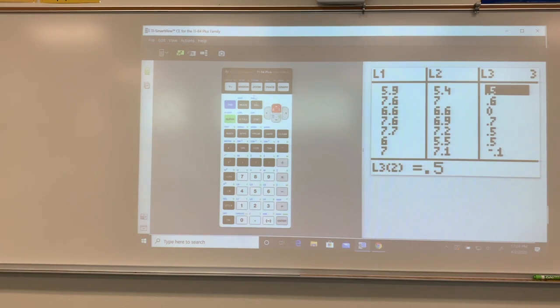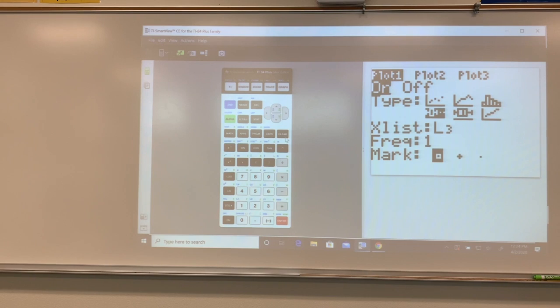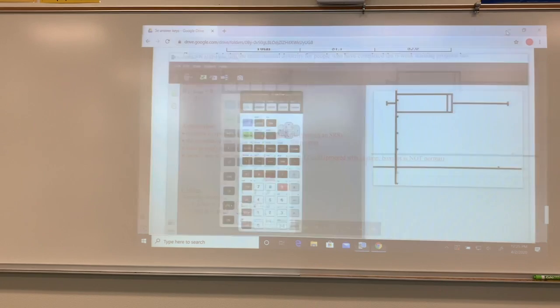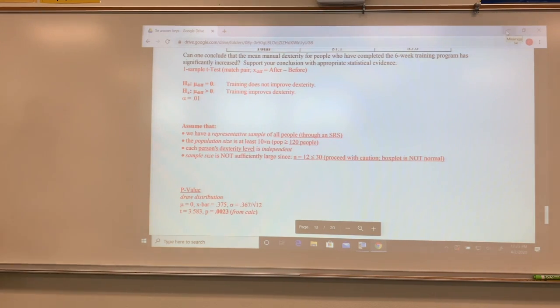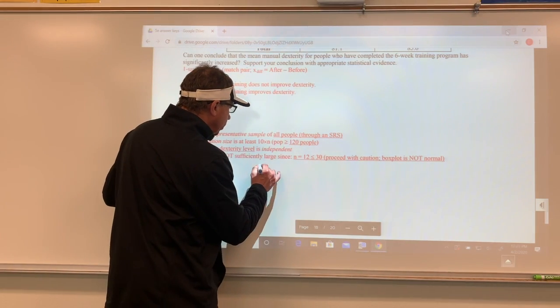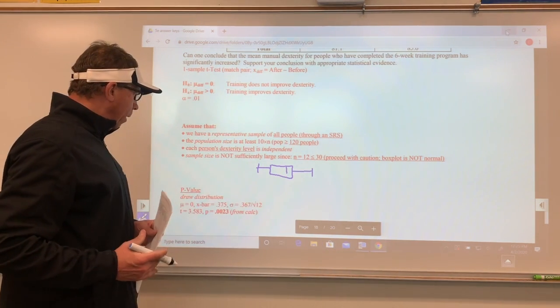So what I did is I went second y equals, and I made a box plot of L3, because that's what I'm interested in. I clicked zoom 9, and then you notice that the box plot isn't perfectly symmetric. This is the 0 line right here. So it's a little bit skewed to the right, but it's not terrible. But in general, I think I like what I wrote here when I said, go ahead and proceed with caution on this because we may not have normal data, and that's okay. So what you would do is you would draw that box plot how I had it, okay, and just kind of point that out, okay?